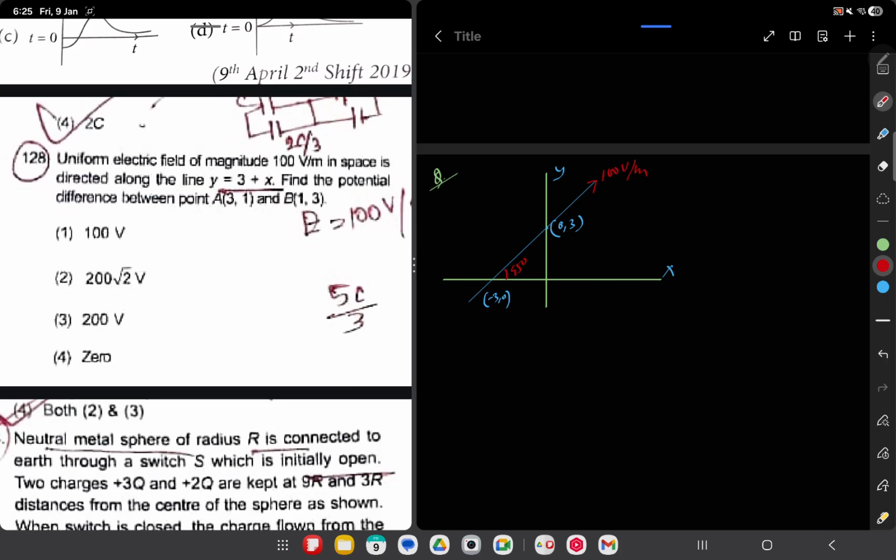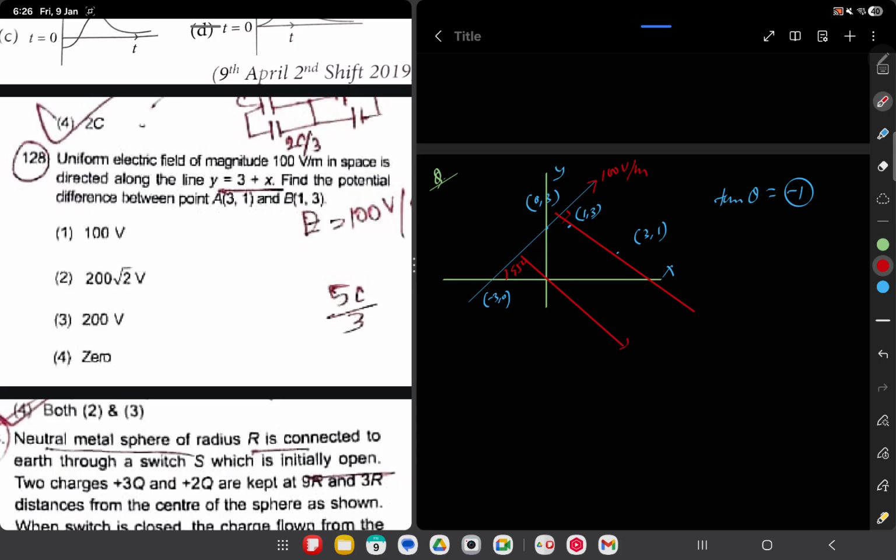Sorry, the 1, 3 point will be at this position. Let's say this one will be 1, 3 and this point will be 3, 1. So if you find out the slope, tan theta should be equal to -1, and for this line tan theta is equal to 1. So if you multiply the slopes, you are getting -1, m1 into m2 is equal to -1. So that means the lines should be perpendicular to each other. Now the electric field for this line will also be perpendicular to this line.